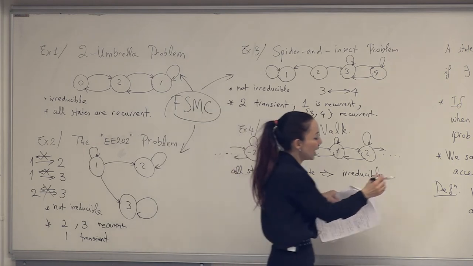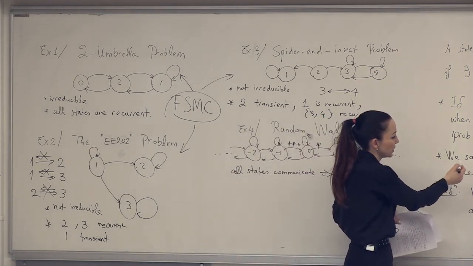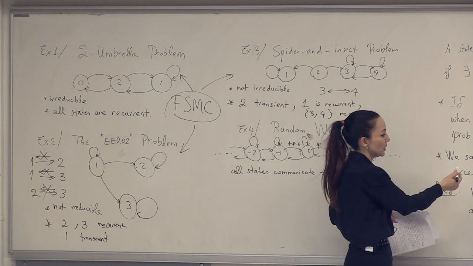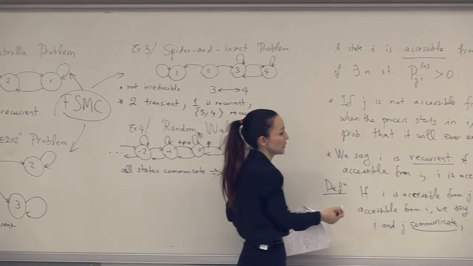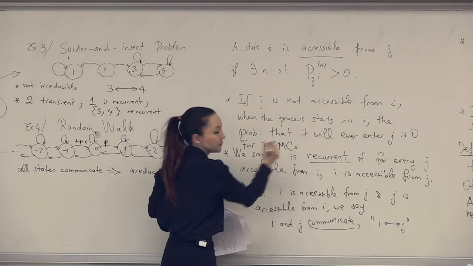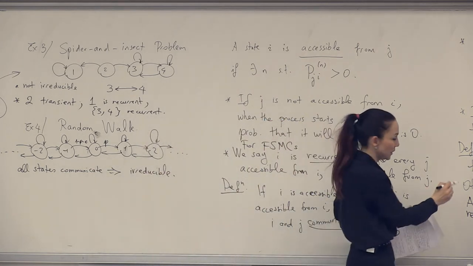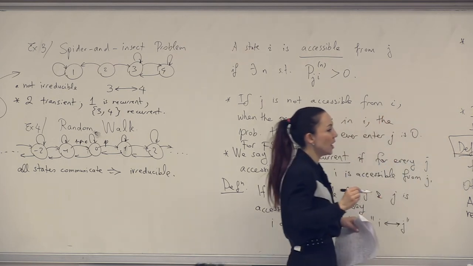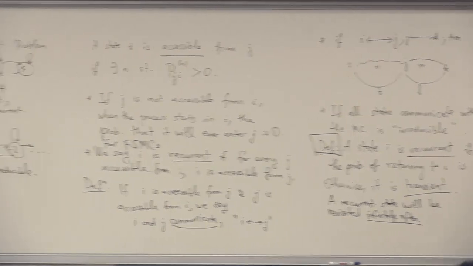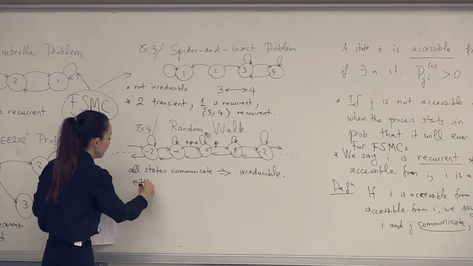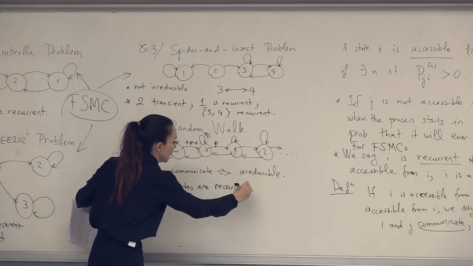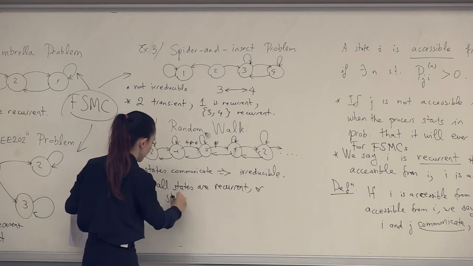So in fact, when I loosely said this definition, that a state is recurrent if for every j accessible from i, i is accessible from j, this was for finite state Markov chains. The more proper definition is this one. A state i is recurrent if starting in i, the probability of returning to i is 1. Now, in this case, either all states are recurrent, or all states are transient.